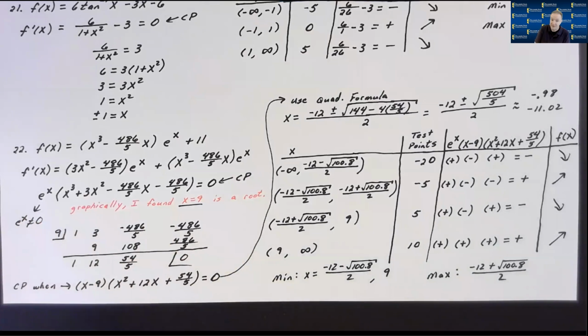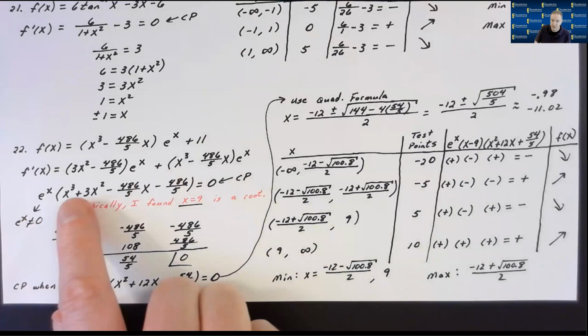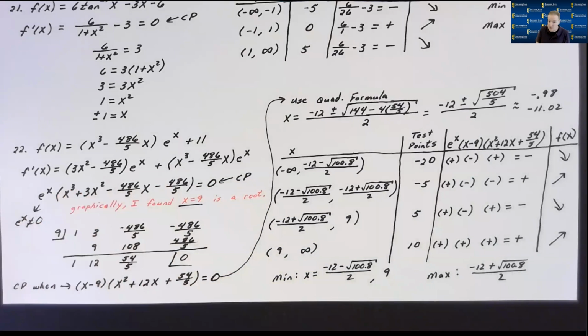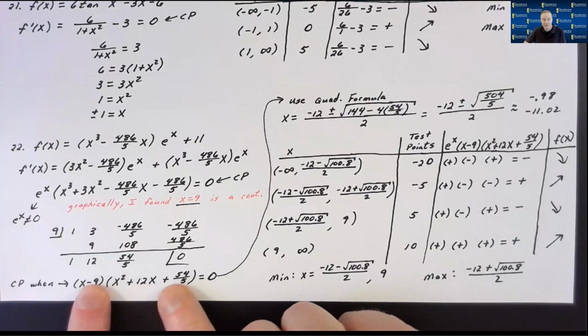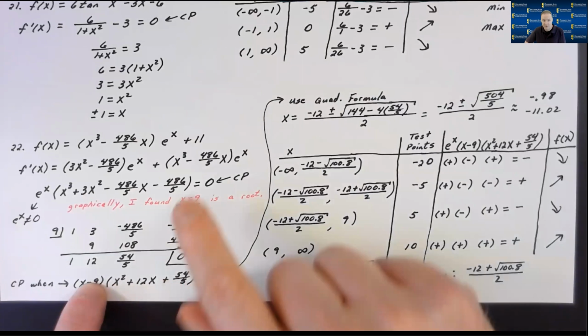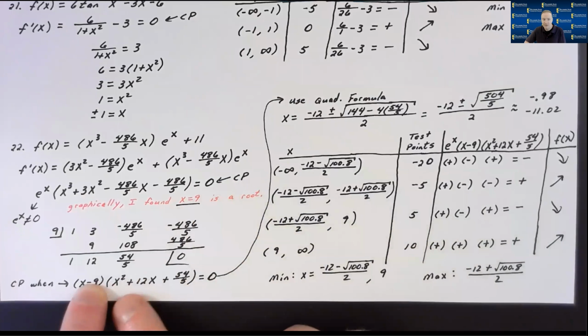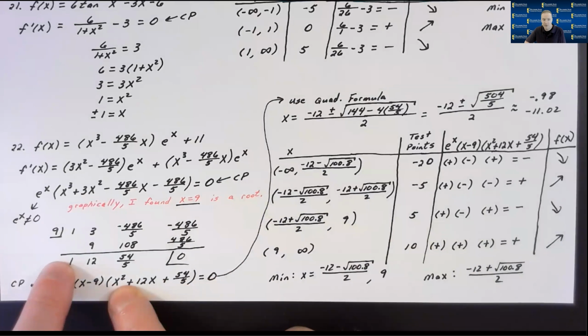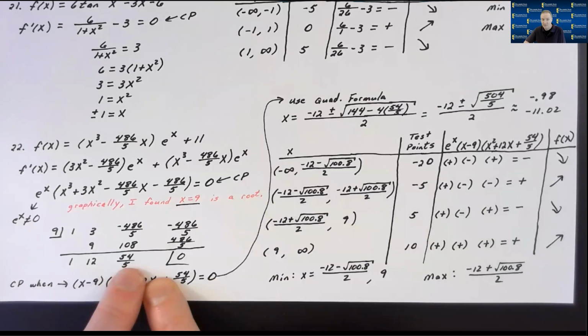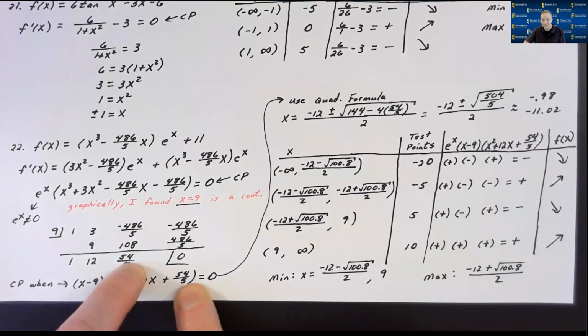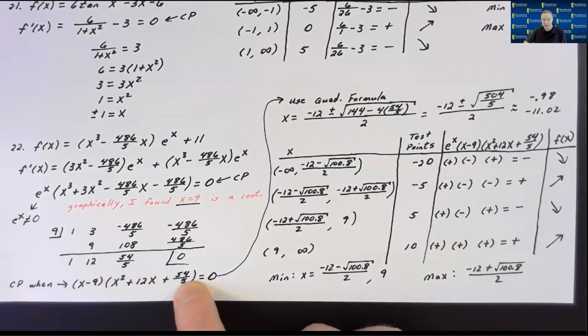Now, what this tells me is that the cubic part of this, that's the only part that's going to have any critical points, would factor to have a factor of x minus 9. That's because it has that root. And the other factor is going to be x squared plus 12x plus 54 over 5. Now, I wasn't thinking, well, okay, great, I can factor that. No, I can't factor it when that c term is a fraction like 54 over 5.